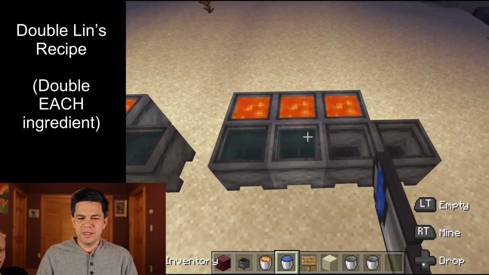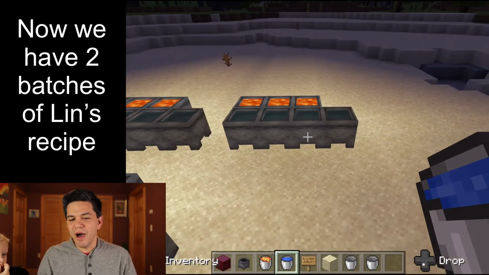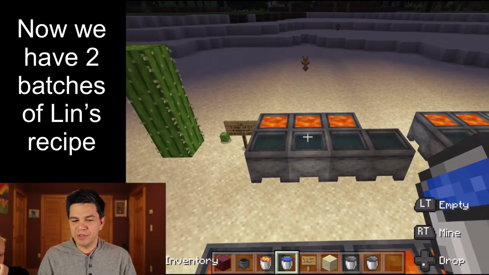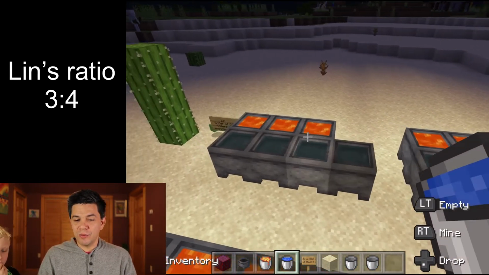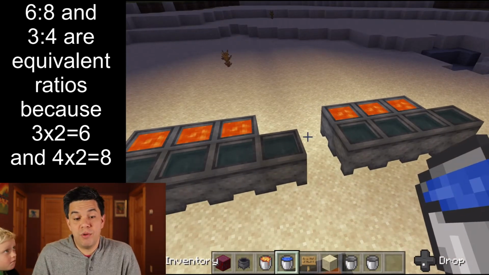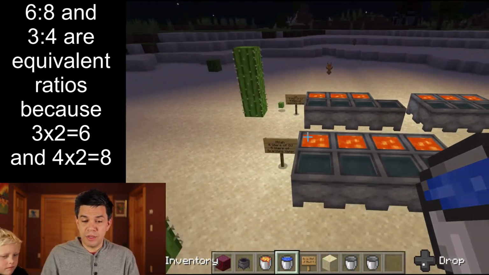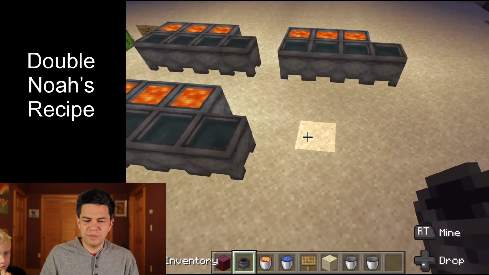You have a lot of water buckets. Yeah, so this is basically 2 batches of Lynn's mixture, right? Her ratio of 3 to 4 and 3 to 4. So we have 6 to 8, which simplifies down to 3 to 4. All right, that's looking pretty good. So let's double Noah's recipe and see what we come up with.